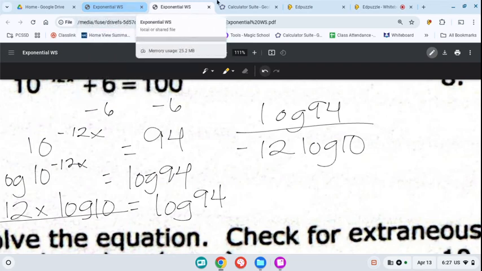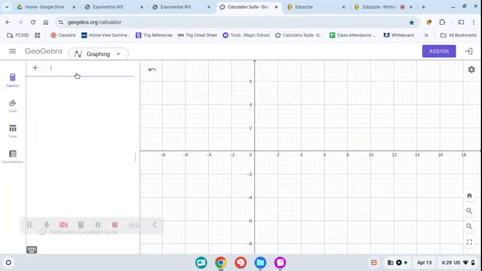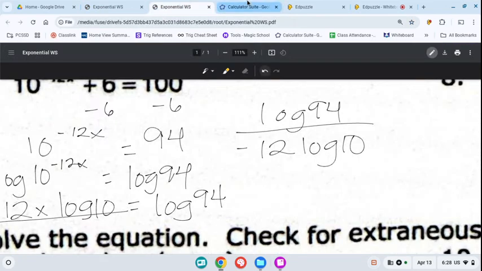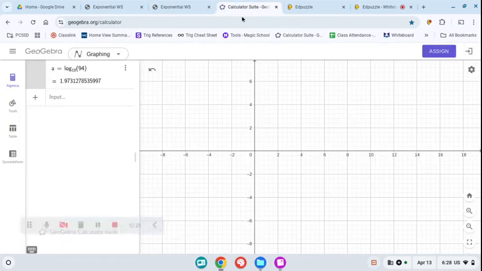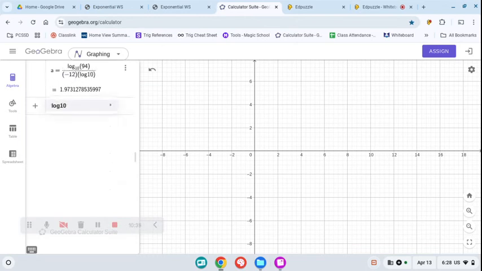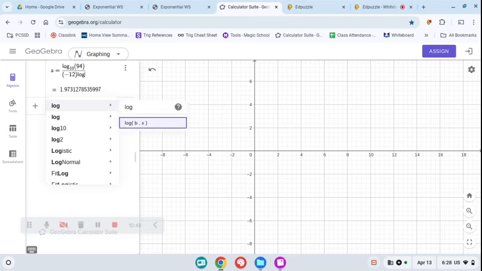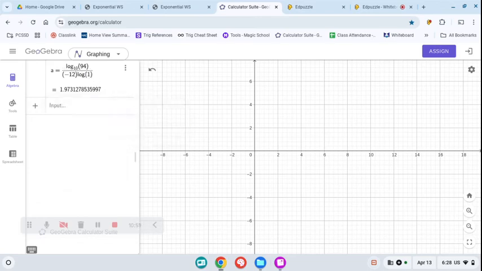So we have the log of 94 divided by parentheses, negative 12 times the log, nope, just the base of 10. It really gets mad. I might switch to Desmos. Let's see.